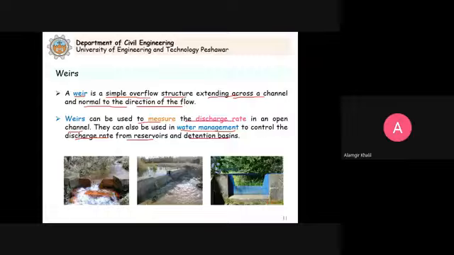And then there are different types. You can see here, this is a rectangular one. This is a triangular one. And also a trapezoidal shape, different shapes that you already discussed in detail in your Fluid Mechanics 1 course. Let me just very briefly go through these things.